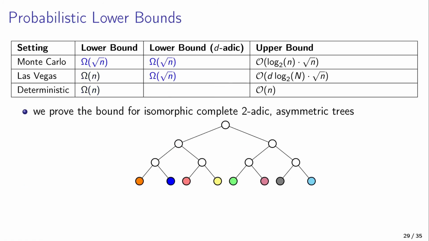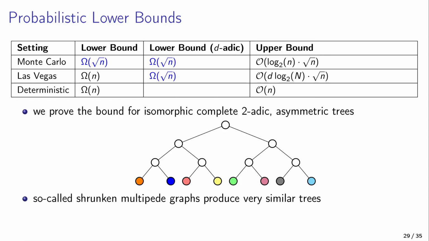The lower bound for the Monte Carlo setting is more involved. We prove an Omega of square root of n lower bound for the Monte Carlo setting using binary trees, which immediately also implies lower bounds for the Las Vegas case, as well as the unrestricted lower bound for Monte Carlo, because it is the more general case. We show the bound using complete binary trees, where each leaf has again a distinct color. Again, I should remark that we know graphs that do produce similar trees in practice.